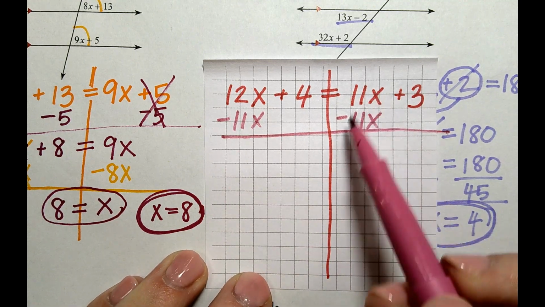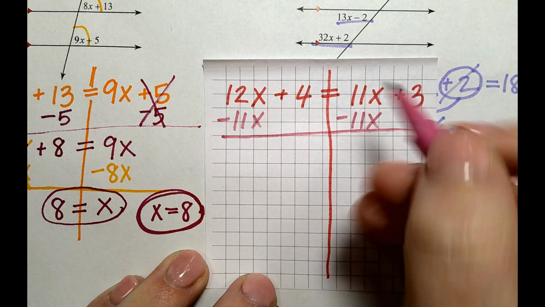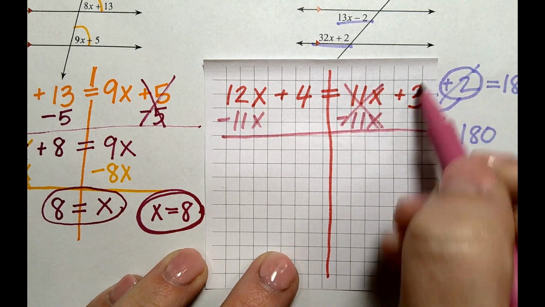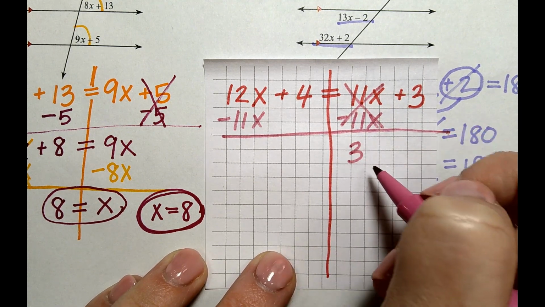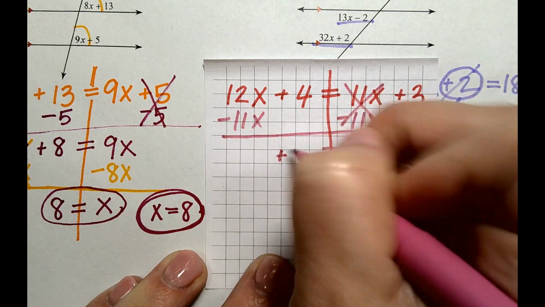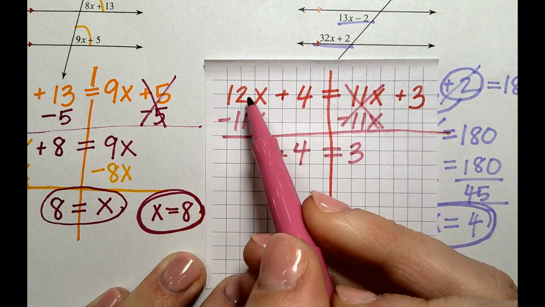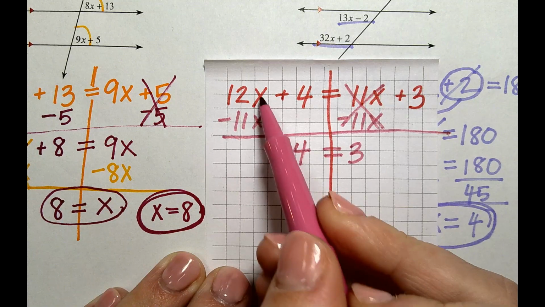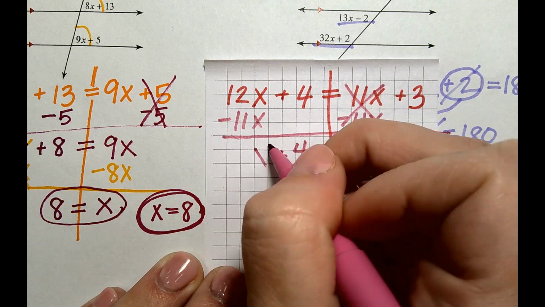What happens with 11x over here? It cancels. Okay, I'll bring down my 3. I'll bring down my equals. I'll bring down plus 4. And then 12x minus 11x is just x.